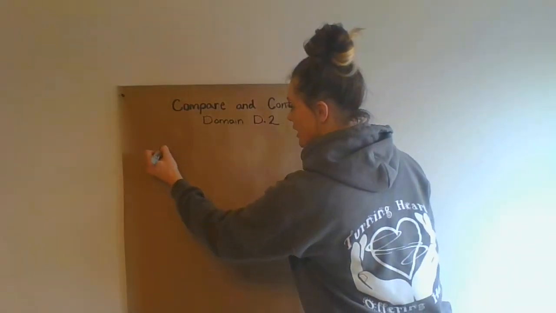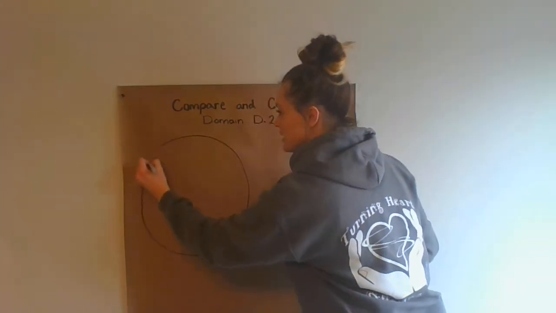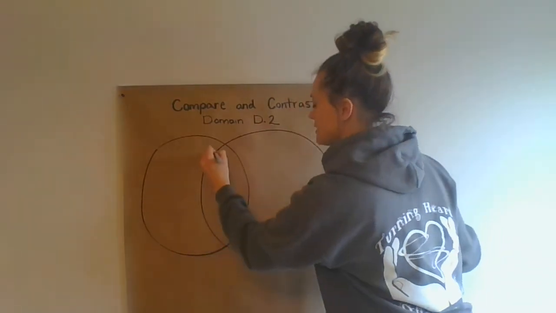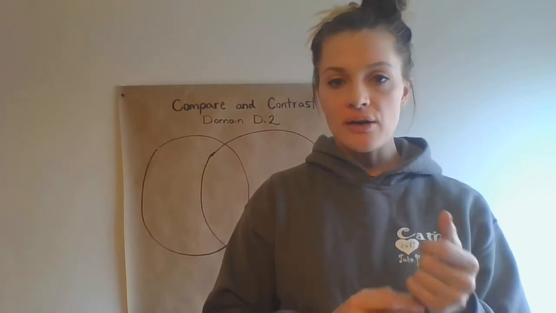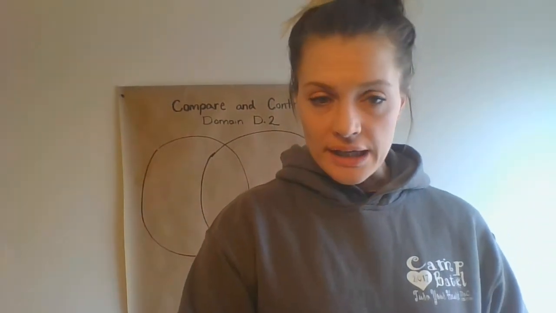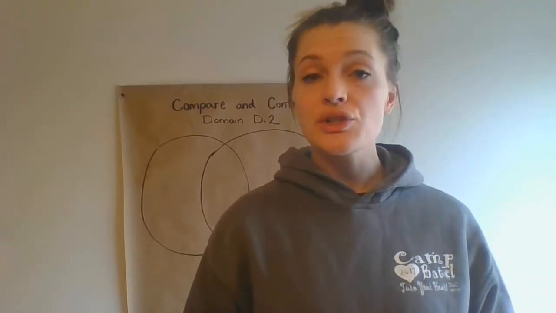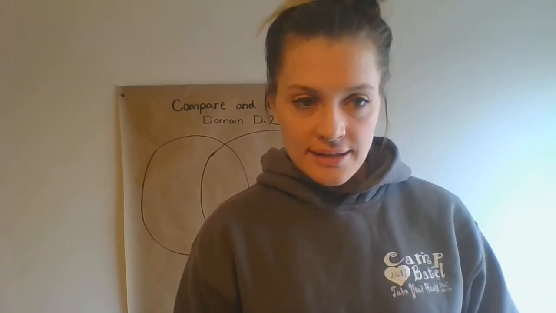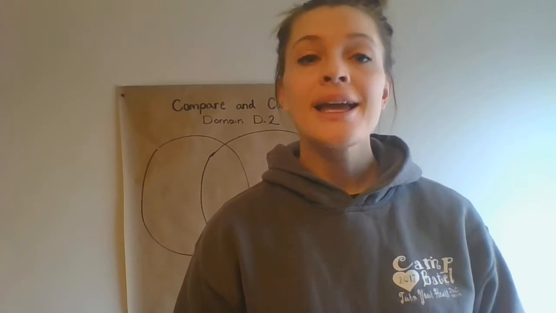Okay, so I've got my compare and contrast graphic organizer. So what I'm going to do now is I'm going to go to the story, and I'm just going to read it to you right off of IXL, okay? So on IXL, it says use the text to compare and contrast a moon and a planet.